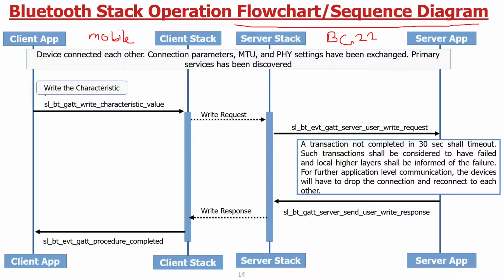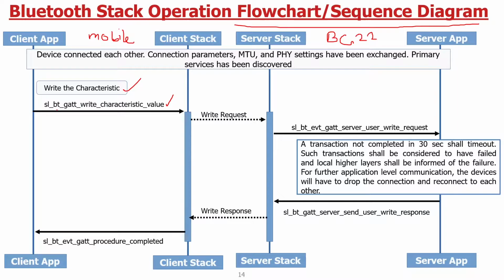Our aim in this tutorial is to write a characteristic. That means we will write either 1 or 0. The moment you send a value from a mobile phone, this is the event that occurs. Remember one thing in terms of Bluetooth development: while you are developing applications with Bluetooth, everything is an event.